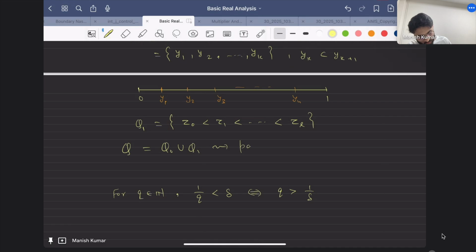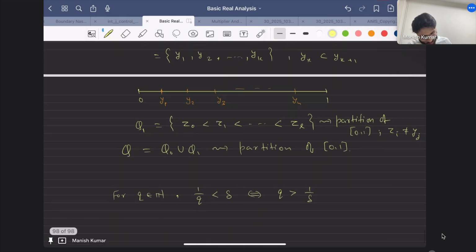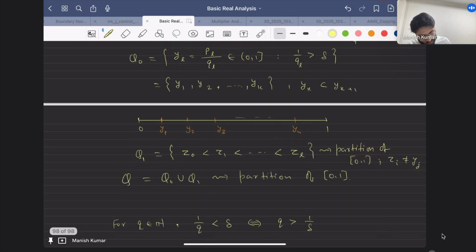Okay, so this is a partition of this 0 1. And this zk is not equal to any of the yk. zl is not equal to any of yk. zi not equal to yj. Okay, so now this is a partition of this 0 1 interval. But I'll choose some other partition. Anyway, I'll start with this, then I'll refine it further.